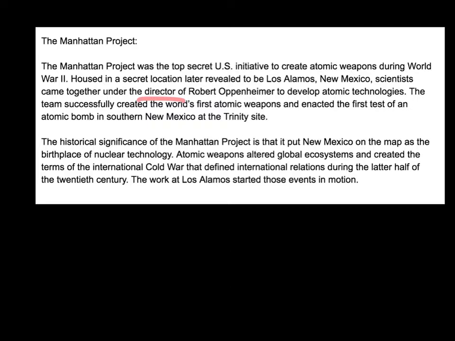What I wanted to point out by saying that is that you need to make sure you have specific examples to make your case. When I say atomic weapons altered global ecosystems, I would want to add the example of finding trace elements of radioactive particles in rivers and the bloodstreams even of animals all across the world to make that case. So be specific and provide evidence when you talk about historical significance.